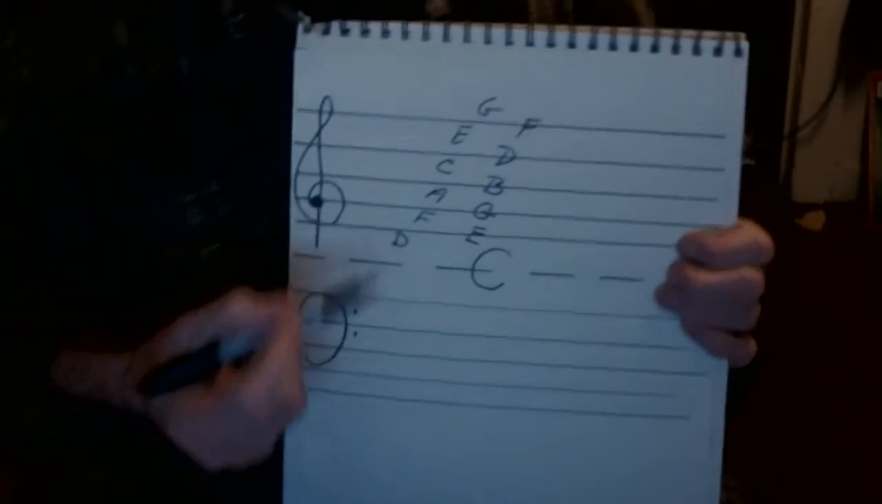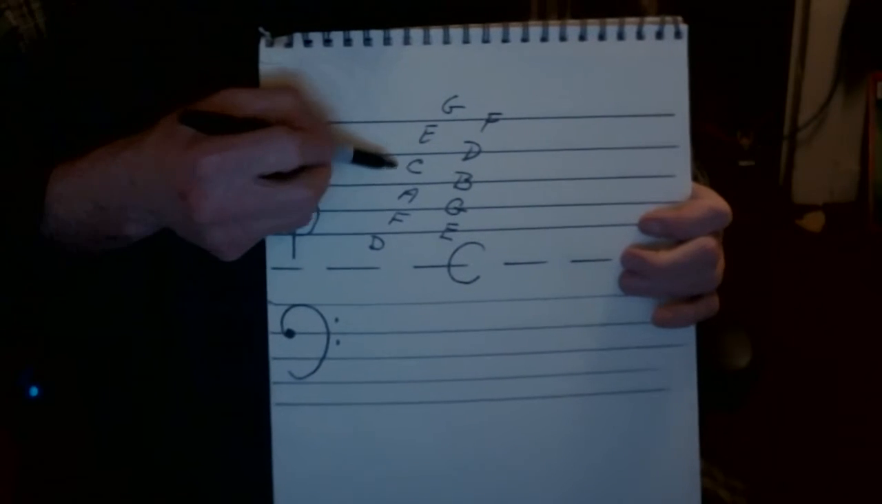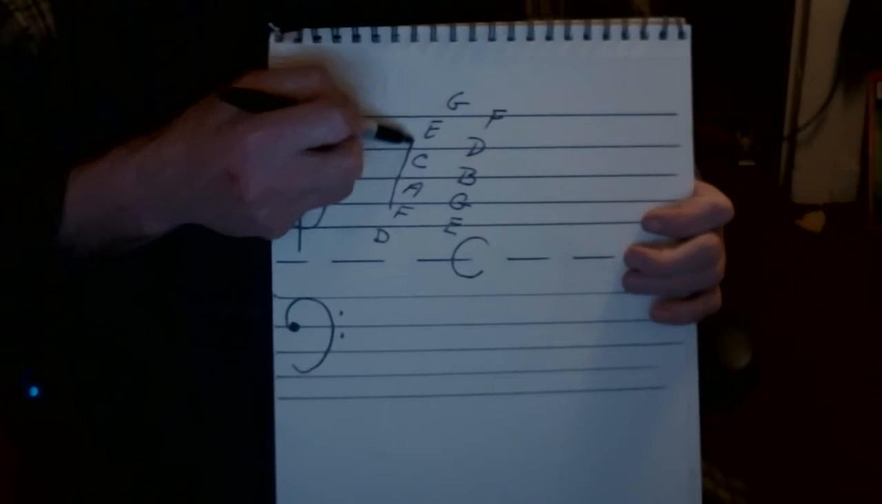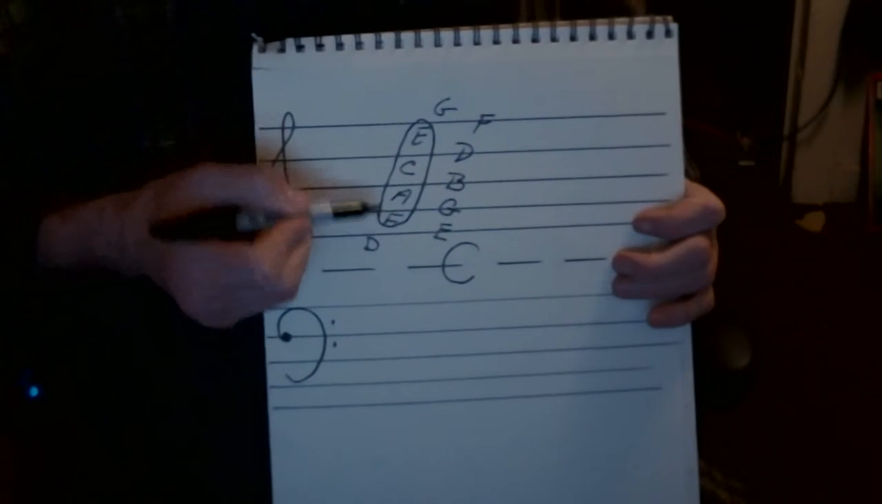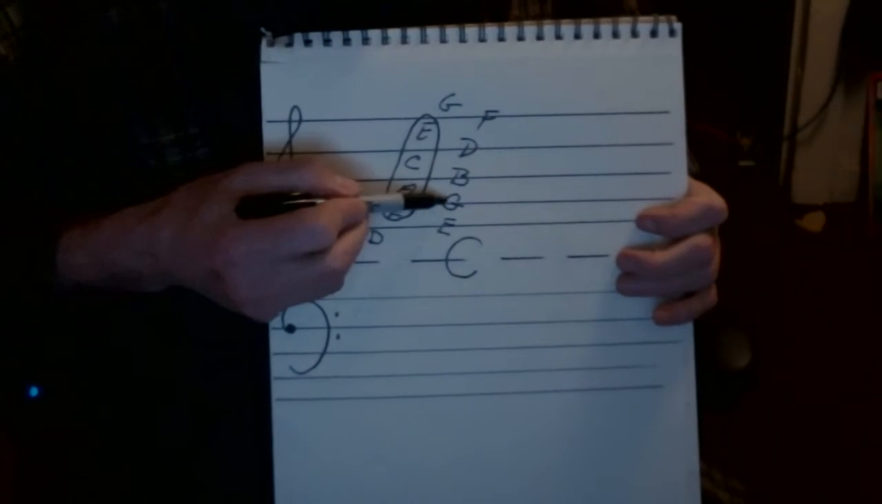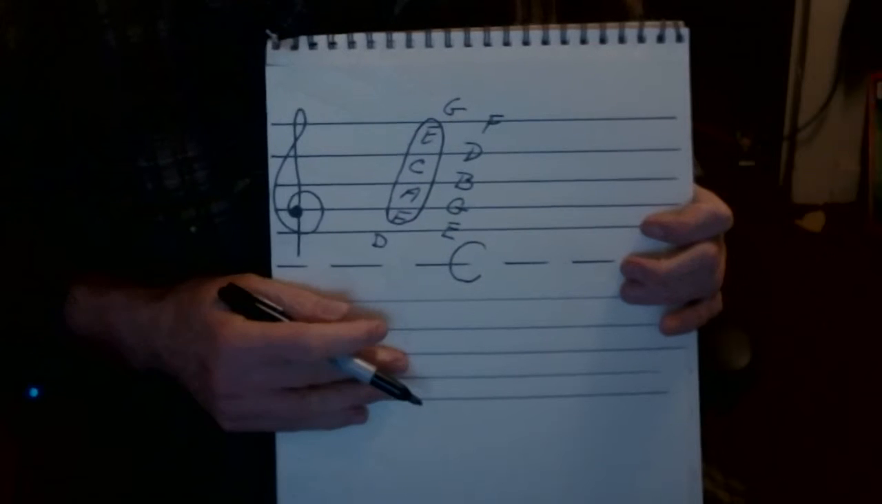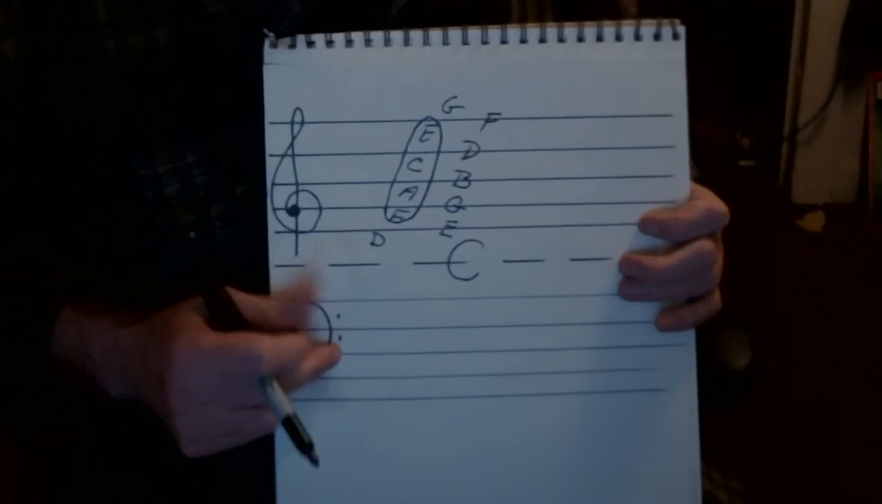So when we look here, we can see that FACE is in the middle. FACE is in the middle. Every Good Boy Does Fine. That's how you read your treble clef.